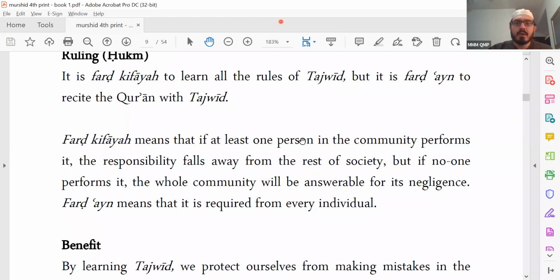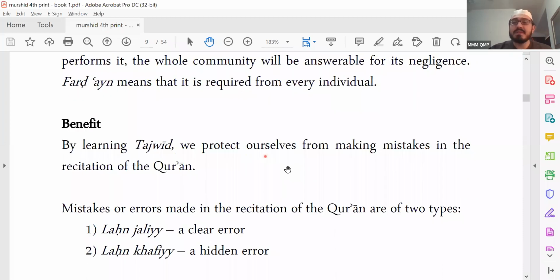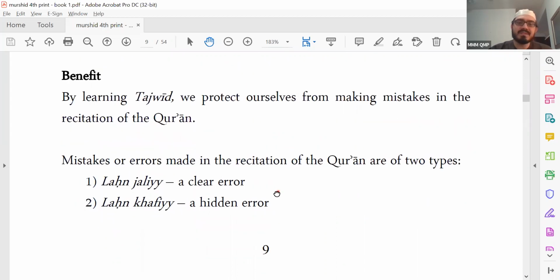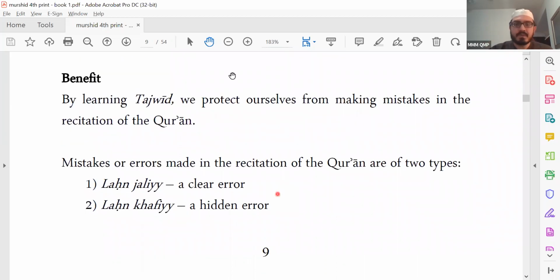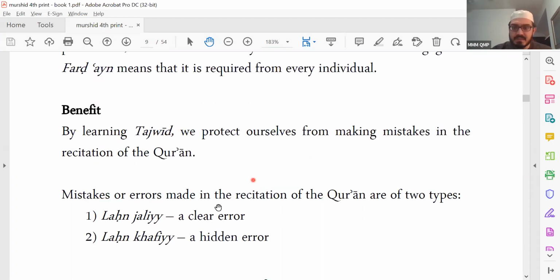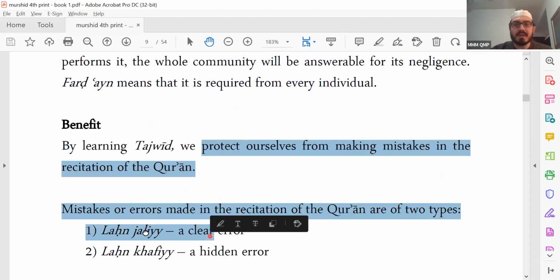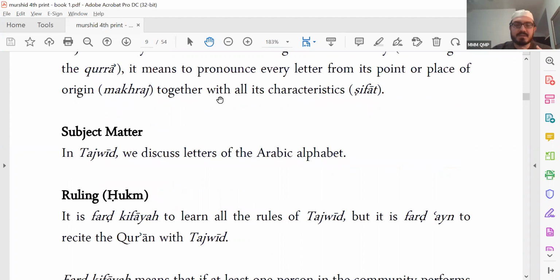Okay. What's the benefit of learning Tajweed? Obviously, we're protecting ourselves from making mistakes in the Quran, right? Okay, now mistakes are two types, okay? So we have lahan jali, which is a clear error, and lahan khafi, which is a hidden error. Now, by the way, if some of these Arabic terminologies are difficult, don't worry about that. There are a few terms you should know, and we're going to repeat them again, inshallah, so it will stick with you, okay? But I do want you to know these terminologies which I'm pointing out. For example, tajweed, fard kifaya, fard ayn, right? Makhraj, sifat, and we'll get to that.